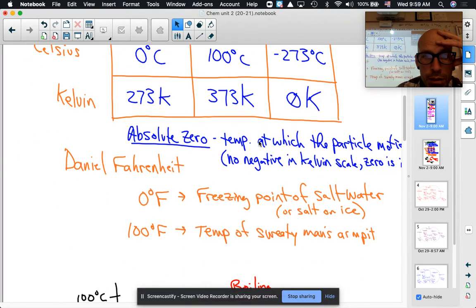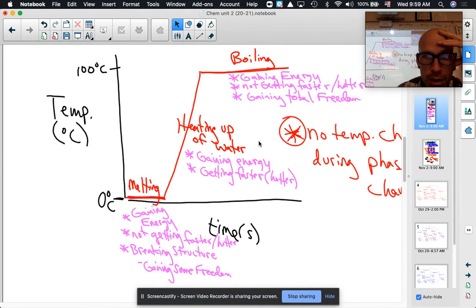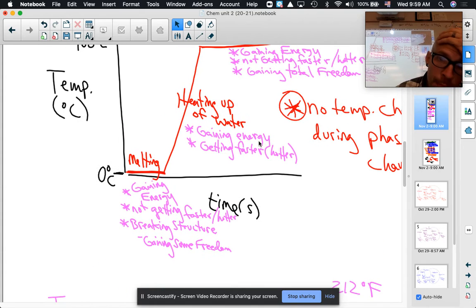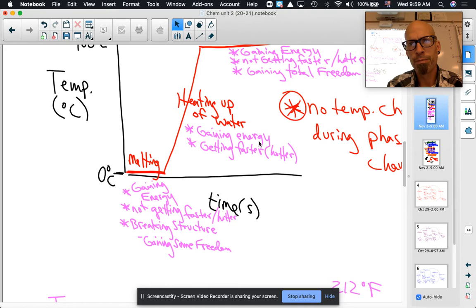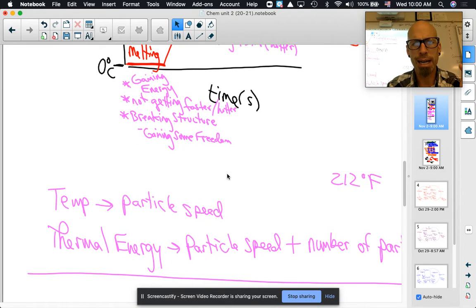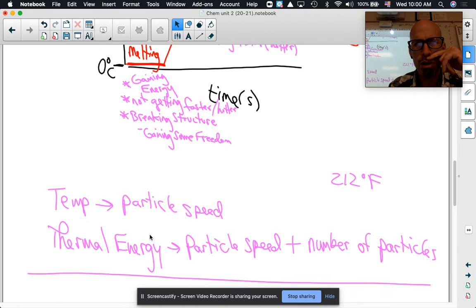So here is the deal with that. They said in that video that temperature is based on the speed of the particle, and that heat, they called it heat, is based on both the speed of the particle and the mass. I rearranged it, I called it something a little different. So here's what I say. I say that temperature is based on particle speed, that's true.